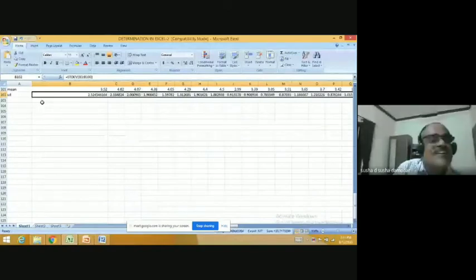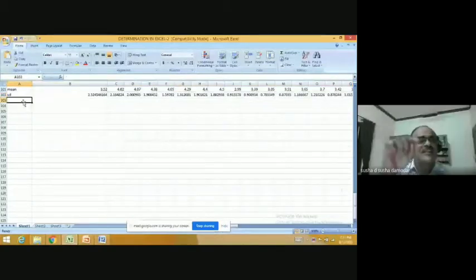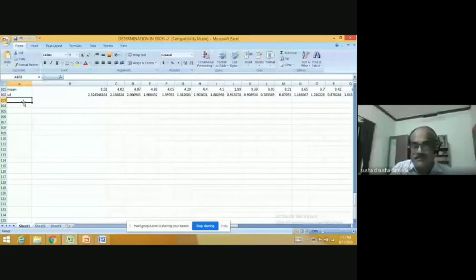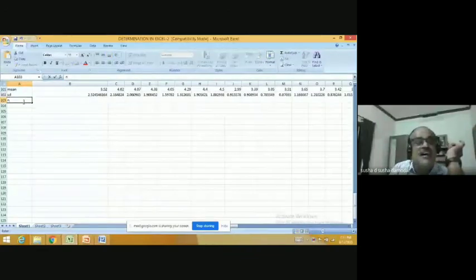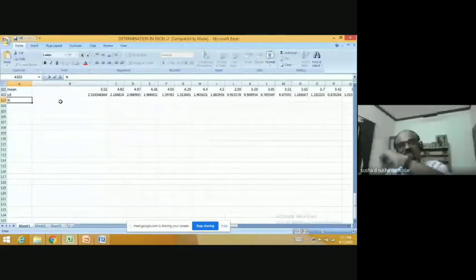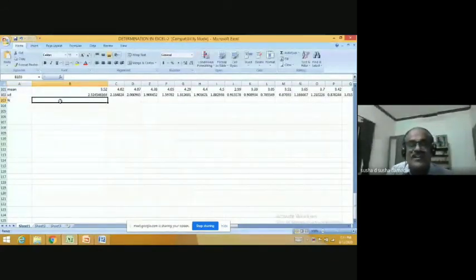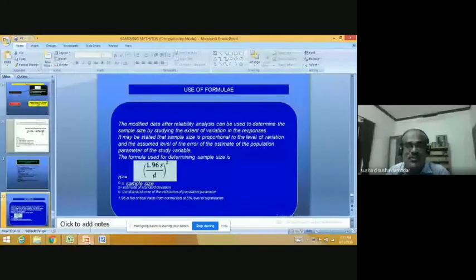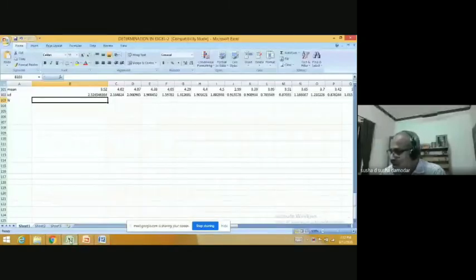Again, then we apply the formula for the fixation of optimal sample size N. And how to apply this formula? The formula is 1.96 standard deviation square divided by D. I had already explained that formula. This formula is applied against the data collected through the pilot study. And in the Excel format, how can it be applied? Because we have already the mean and standard deviation there.